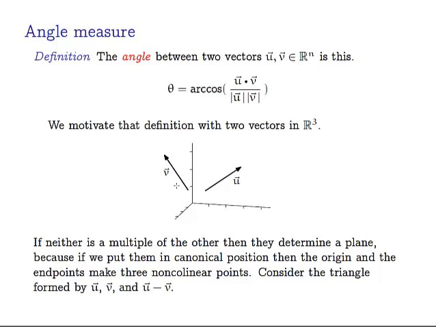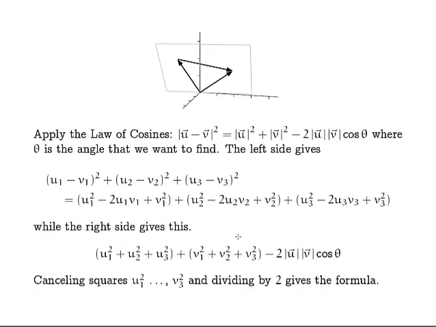Okay, so let's do that here. So let's consider the triangle formed by u, v, and u minus v. Of course, u minus v is the vector that goes from here over to here. And apply the law of cosines. So here's my u minus v, and here's my u, and here's my v. And here's my theta here that I'm looking at.